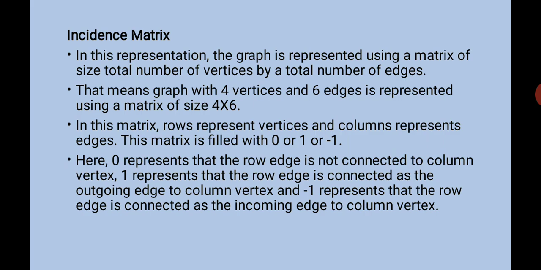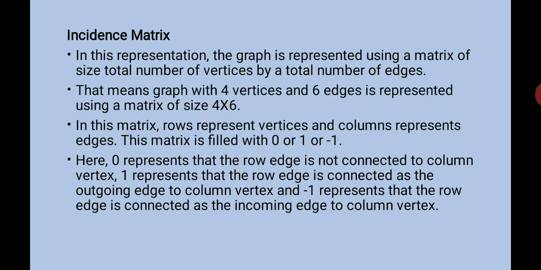This will be represented by the total number of vertices and the total number of edges, and you multiply the two. If you have a graph with 4 vertices and 6 edges, the matrix size would be 4 cross 6. So 4 would be the rows and 6 would be the edges. In this matrix, rows represent vertices and columns represent edges, and it is filled with 0, 1 or -1, right? So you put vertices on the rows and edges on the columns.